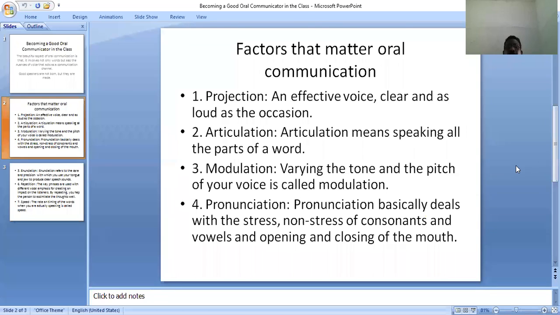Now, pronunciation. Come to know about pronunciation. For oral communication, we should remember pronunciation. Pronunciation basically deals with the stress and non-stress of consonants and vowels, and the opening and closing of the mouth. Pronunciation is also very important.